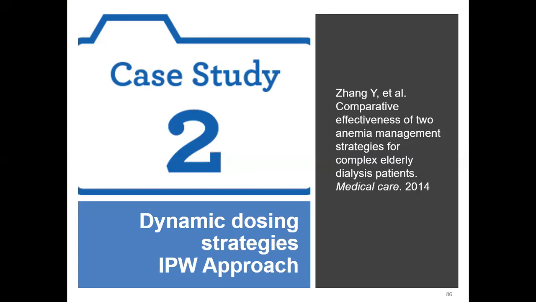So I think we're good with time, and I will slow down a little bit to talk about case study number 2. Case study number 2 still looks at dynamic dosing strategies, but it used a different approach. It used the IPW approach. At the end of case studies 2 and 3, I will summarize the difference between the G formula approach and the IPW approach, and under what conditions we want to use which approach for analysis.